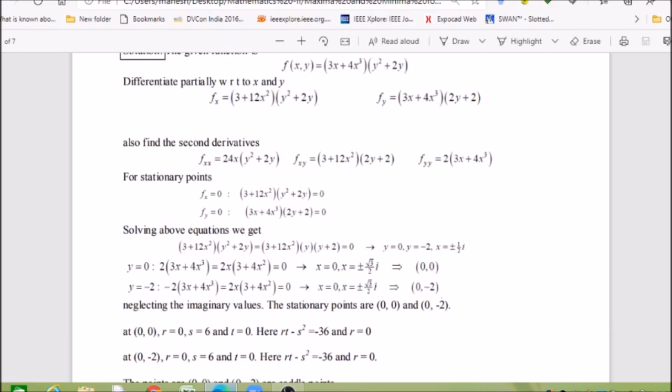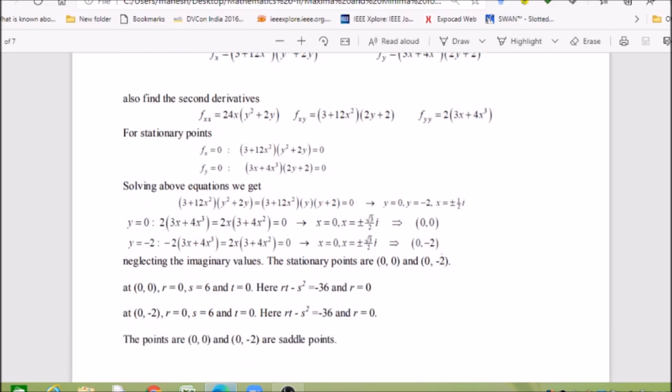So for y is equal to 0, we get x is equal to 0 and x is equal to plus or minus root 3 by 2 i. Here we consider only 0, 0. We neglect the imaginary values. And for y is equal to minus 2, we get x is equal to 0. So here we have two stationary points, 0, 0 and 0, minus 2.